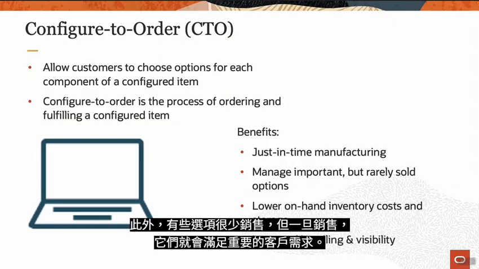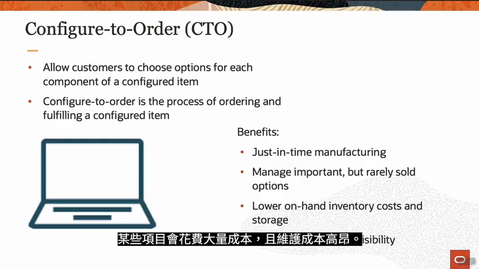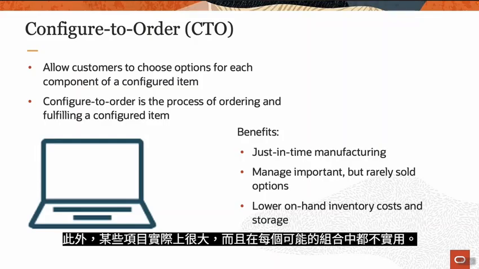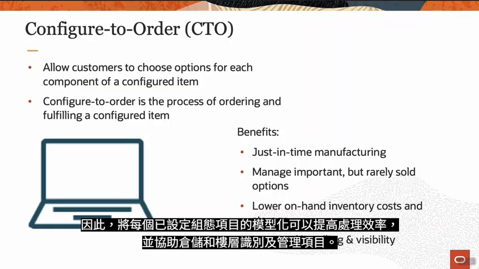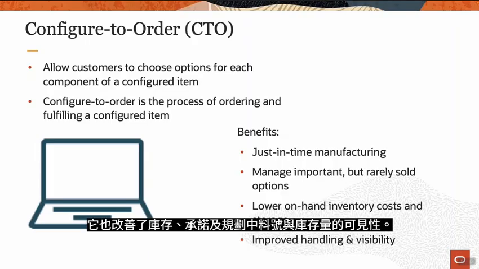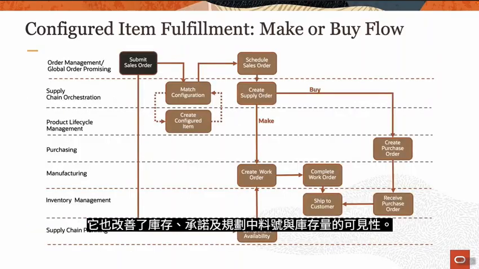Additionally, some options rarely sell, but when they do, they meet an important customer requirement. Some items cost a lot of money and are expensive to maintain as on-hand inventory. Also, some items are physically large and not practical to stock in every possible combination. So therefore, modeling each configured item separately improves handling and helps the warehouse and shop floor to identify and manage the item. It also improves visibility for the item and on-hand quantities within inventory, promising, and planning.